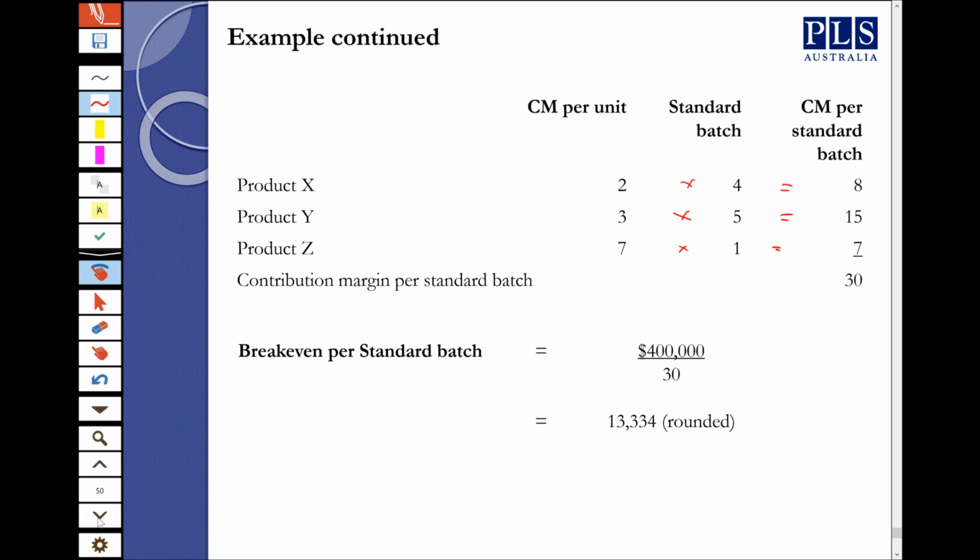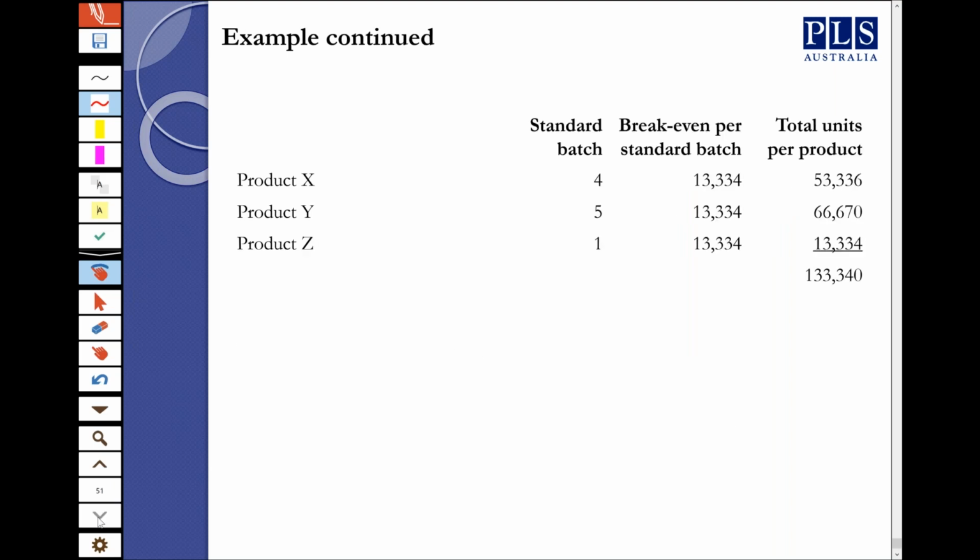So what you then do is multiply that back through by your standard batch. So in actual fact, to break even, you need to sell 53,000 of product X, you need to sell 66,000 of product Y, and you need to sell 13,000 odd of product Z, and that would give you your total number of units that you need to sell to break even. And I would admit, again, that's not the most complicated formula or representation of facts that I could give you, but provided you understand the base construct, it's just then you being able to identify the numbers that you need to utilize.